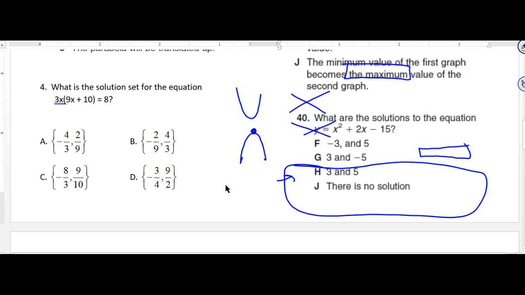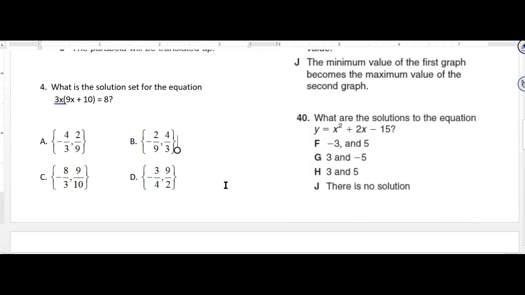We're going to call this one number 8. What are the solutions to the equation y equals x squared plus 2x minus 15? Solutions are also known as roots, zeros, x-intercepts. We can graph it and find the roots or the x-intercepts.